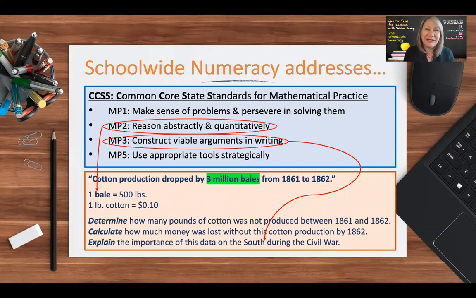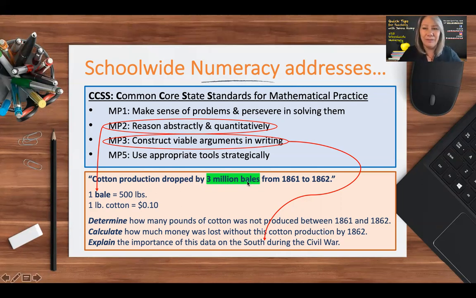If we encountered a statement like this in a social science text or an English text, we could use numeracy to help our scholars really understand what the text means. Let's take a look at this example. Cotton production dropped by 3 million bales from 1861 to 1862. Numeracy skills. Number one, we're talking about 1 year, okay? Cotton production drops by 3 million bales. That's a lot, 3 million.